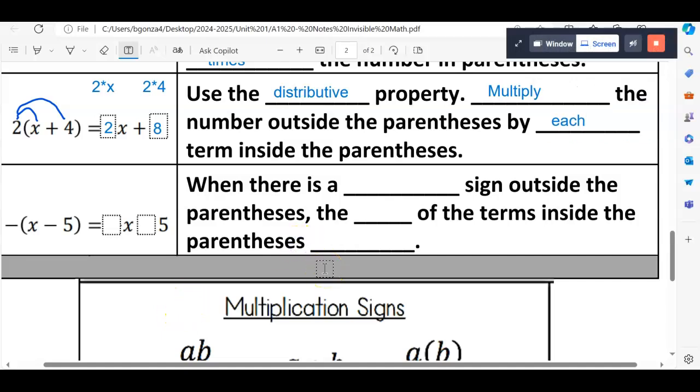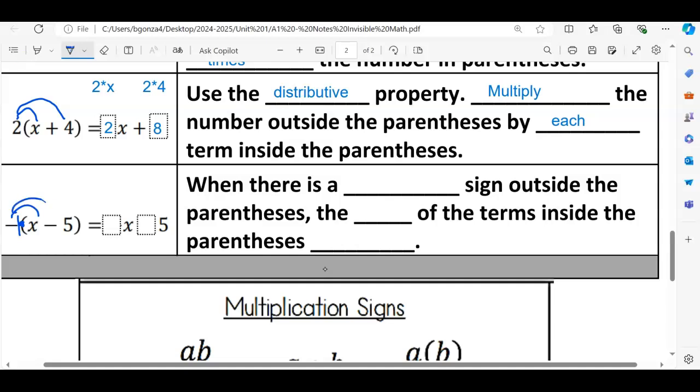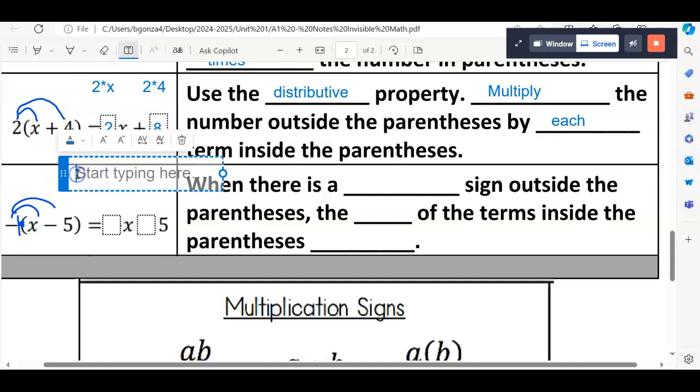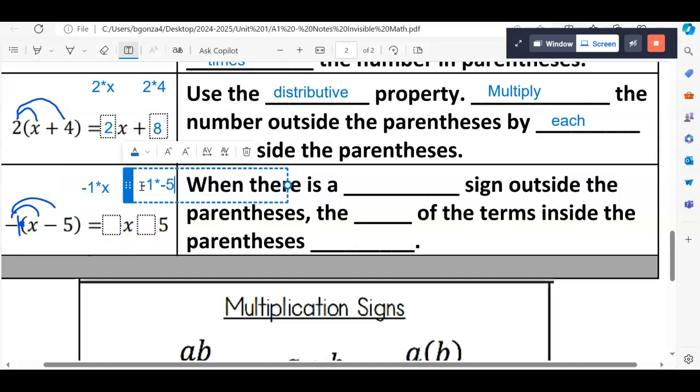And last but not least, we've had 3 of these so far. If there's just a negative hanging out in front, it means -1 times whatever's on the inside. Okay, so I like to show it by drawing -1 times both of these, distribute it. So it's going to be what? -1 times x over here. And then it's going to be -1 times -5 over here.